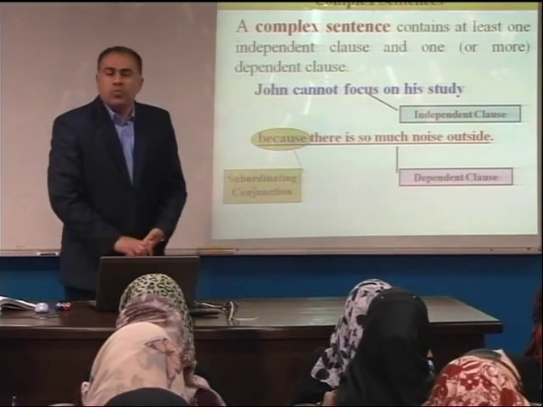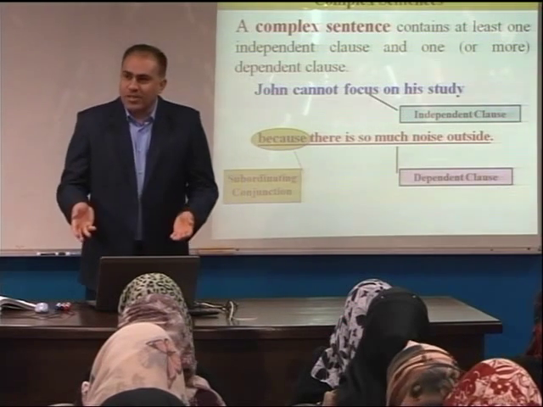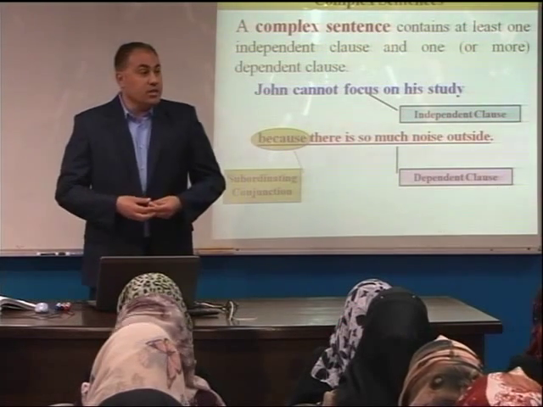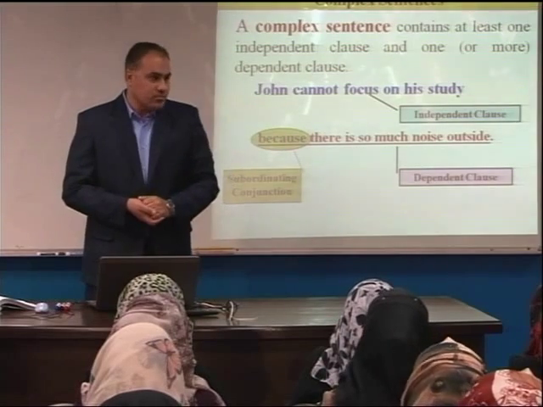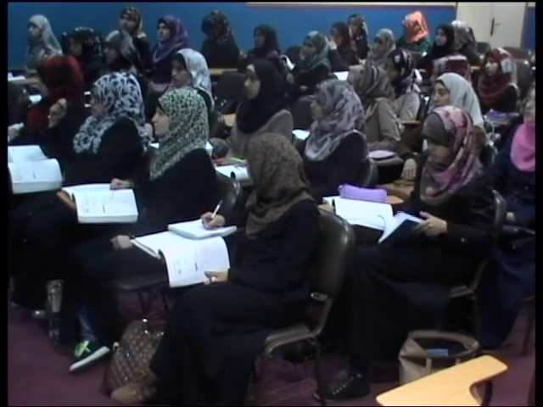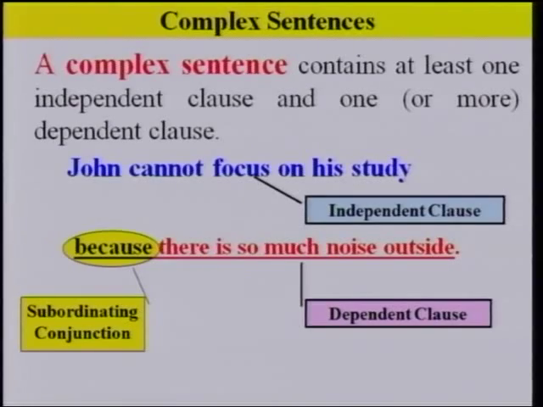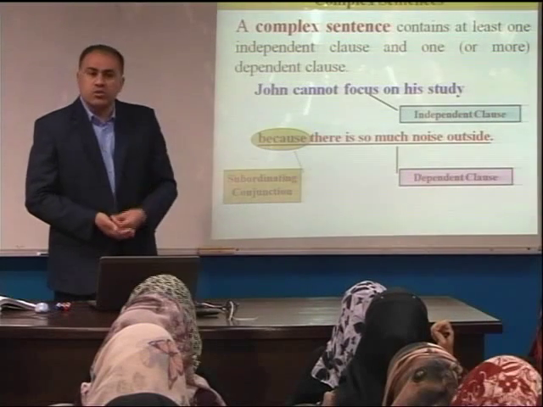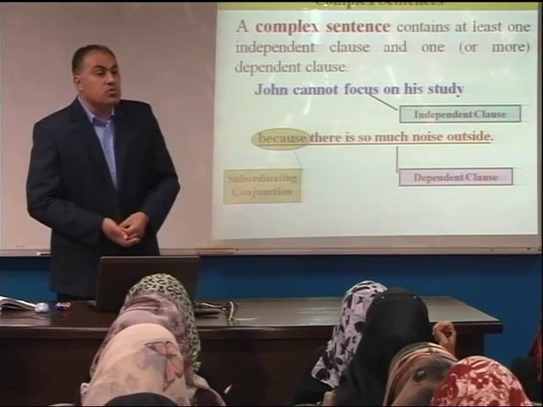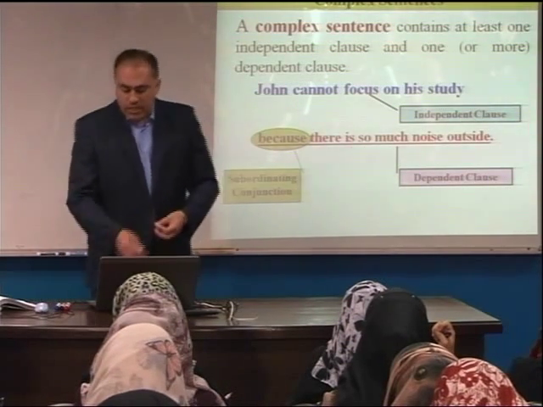Then we talked about complex sentence structure. What is a complex sentence? Basically, a sentence that has one independent clause and one or more dependent clauses. For example, John cannot focus on his study because there is so much noise outside. So this is what we call a complex sentence.